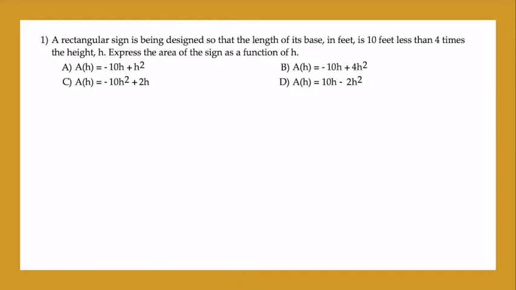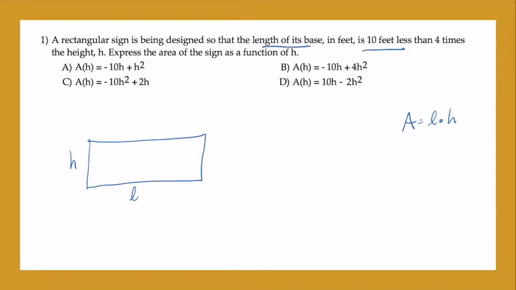So a rectangular sign is being designed so that the length of its base, we'll call that L, in feet is 10 feet less than 4 times the height. So the area of this rectangle is going to be its length times its height. And they tell me that the length is 10 feet less than 4 times the height. So I can write length in terms of height. So it's 4 times the height minus 10 feet.